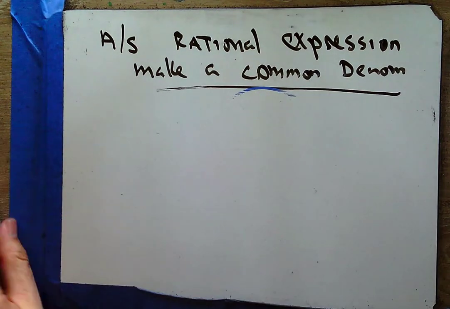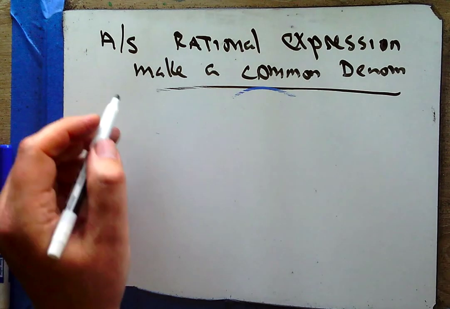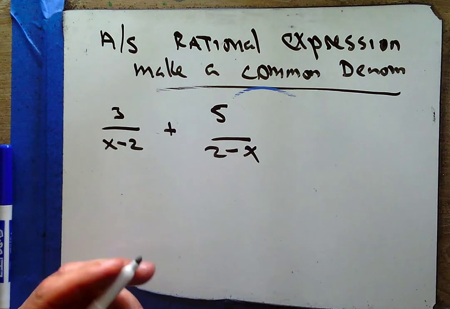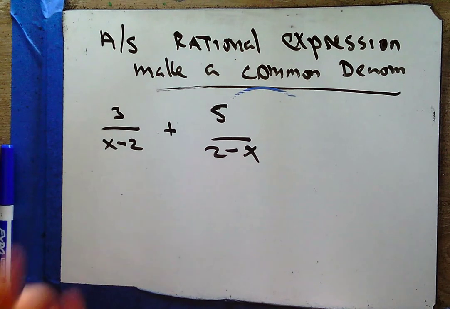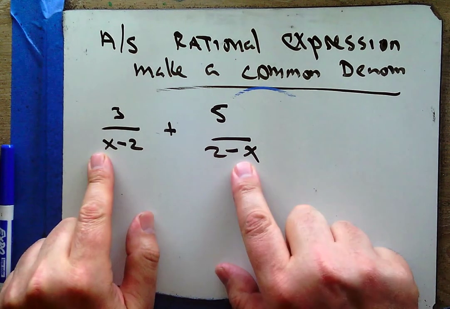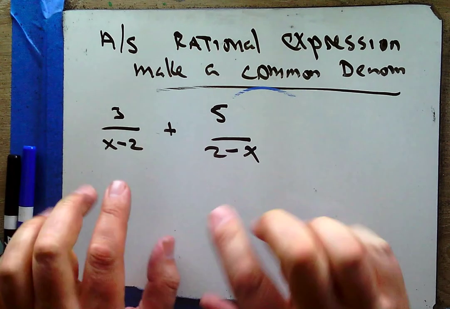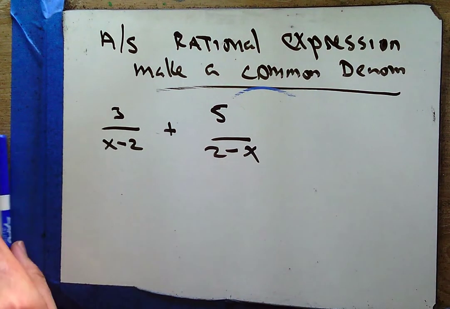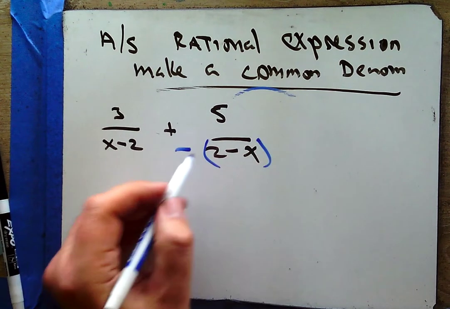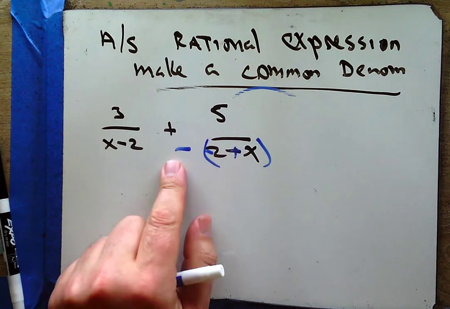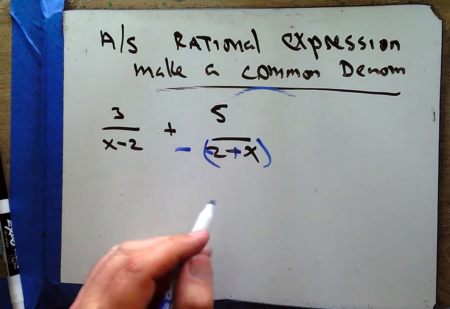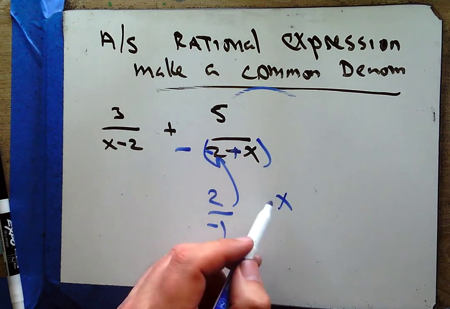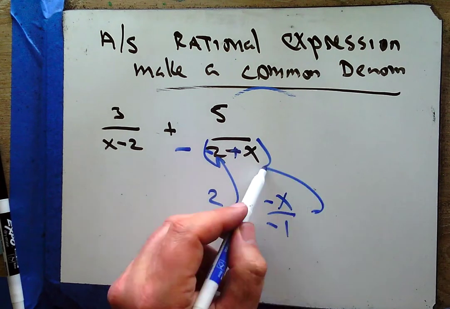So in this situation, 3 over x minus 2 plus 5 over 2 minus x. Now, I think it would be really nifty cool if you recognized that that was a positive and that was a negative, that that was a negative and that was a positive. The signs are flipped. Well, to get them to be the same sign, all I need to do is factor out a negative, right? Because factoring is dividing. If I divide that by negative 1, now I have negative 2. If I divide negative x by negative 1, I get positive x.